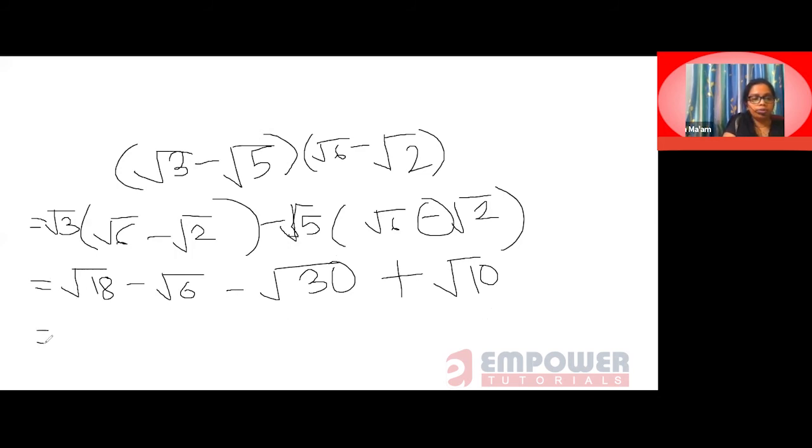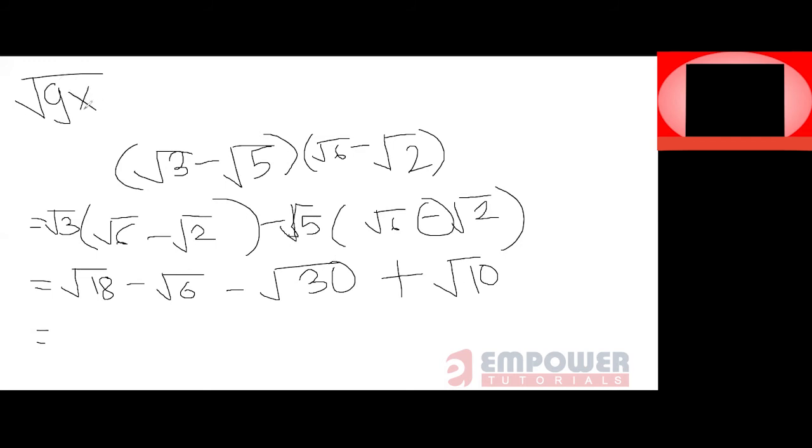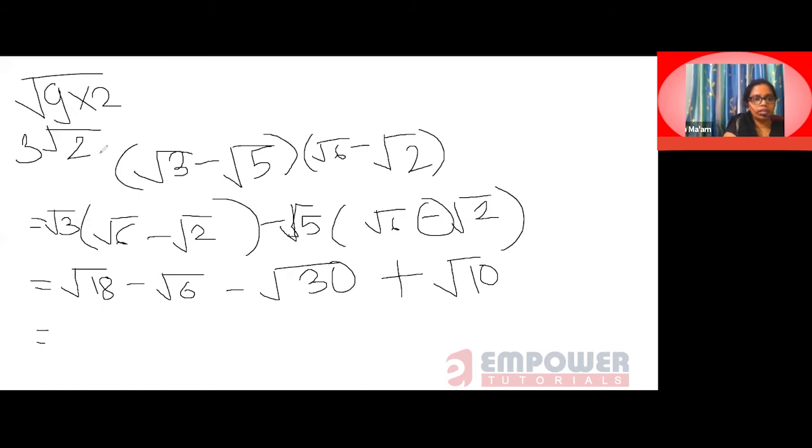Now look for this factor. Can I factorize this? Either I can do it like this, 9 into 2, so this will be 3 root 2. Let's check whether I'm getting like surds or unlike surds. Or I can write this as root 3 into root 2 form. Minus, I can write it in this form, 3 into 5.